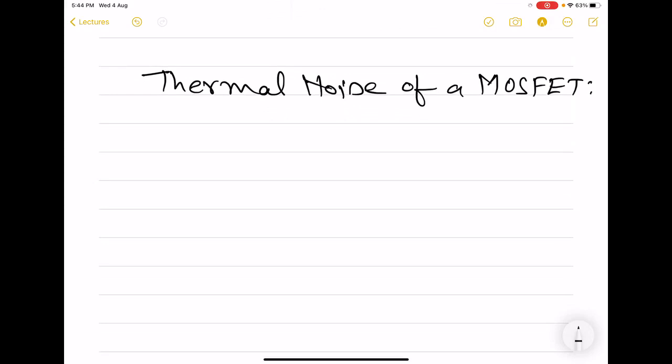So there are actually more than one noise sources associated with a MOS, but we are going to keep things simple, and we will talk about the noise produced by the channel. So what we are going to talk about is only the noise produced by the channel of a MOSFET.